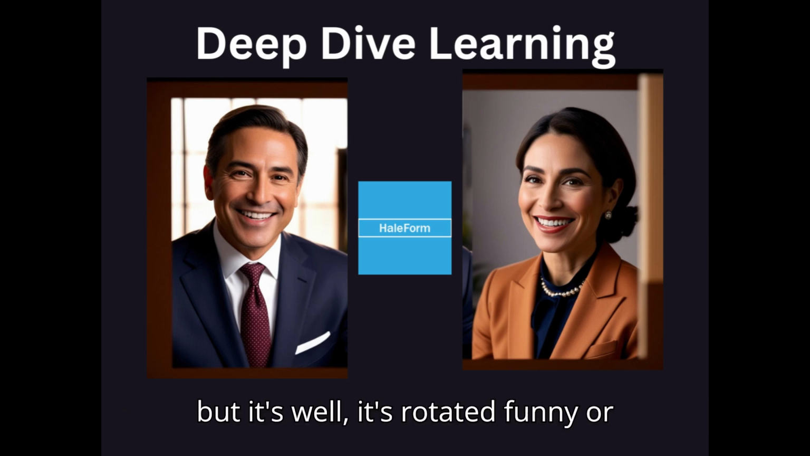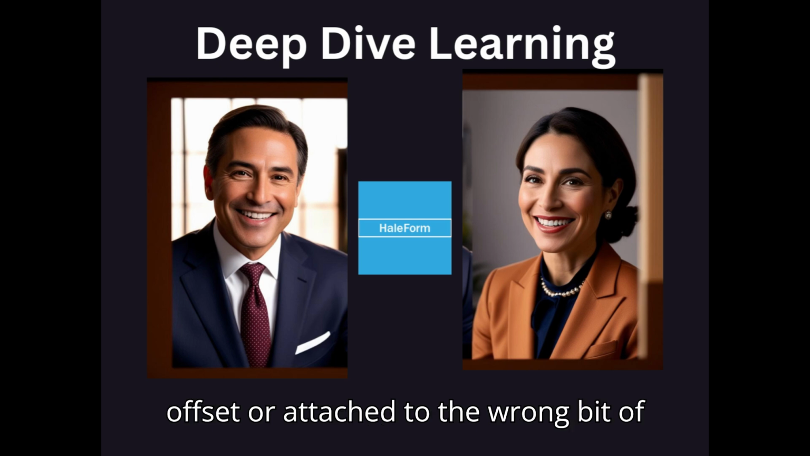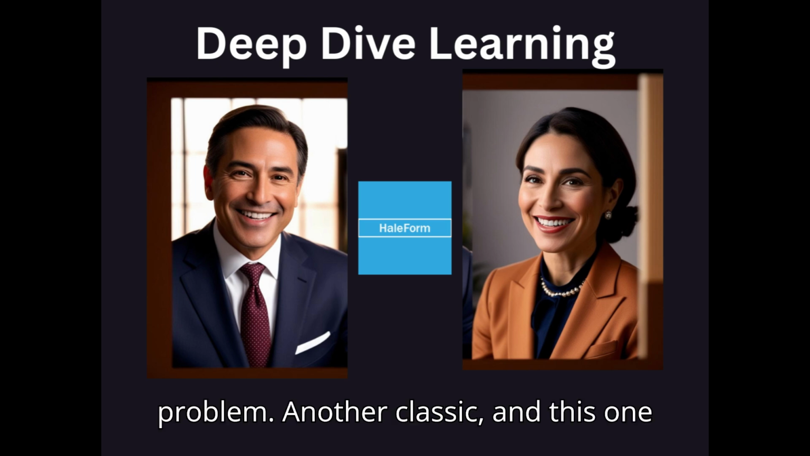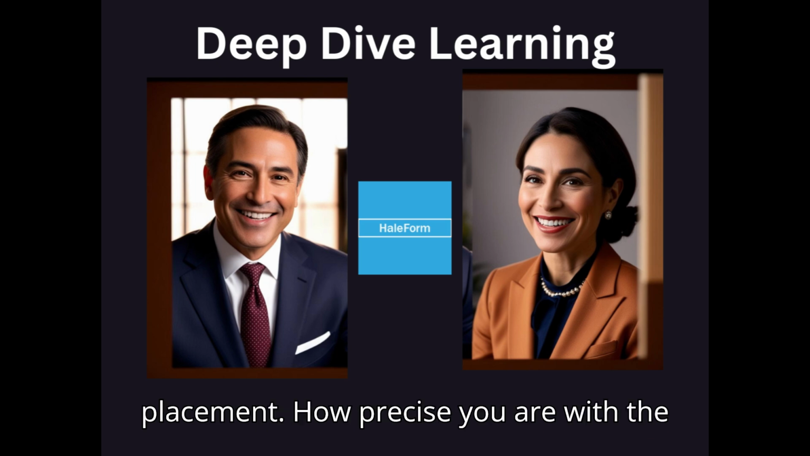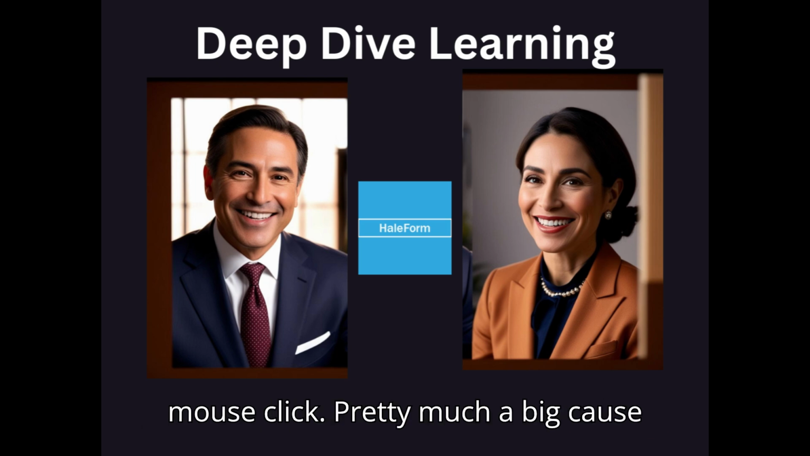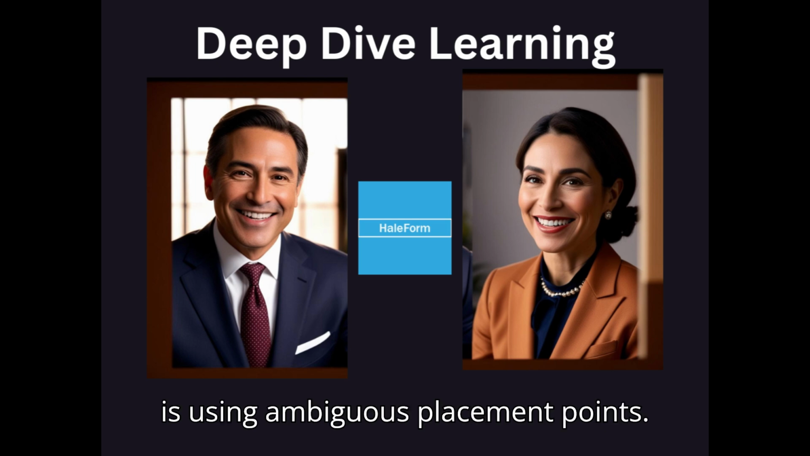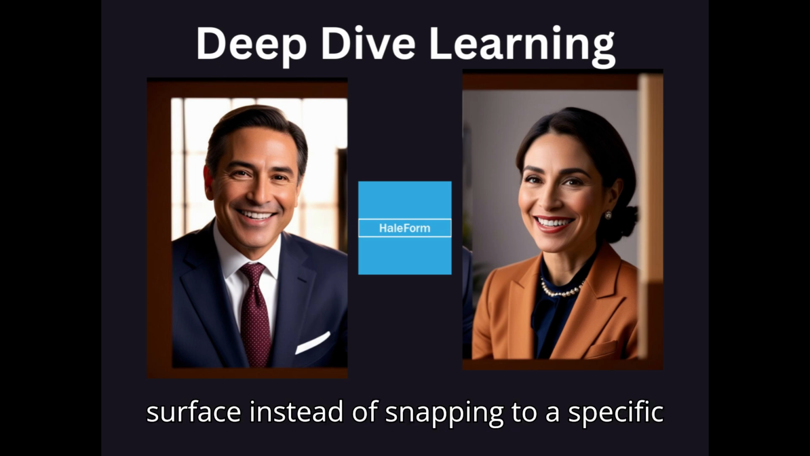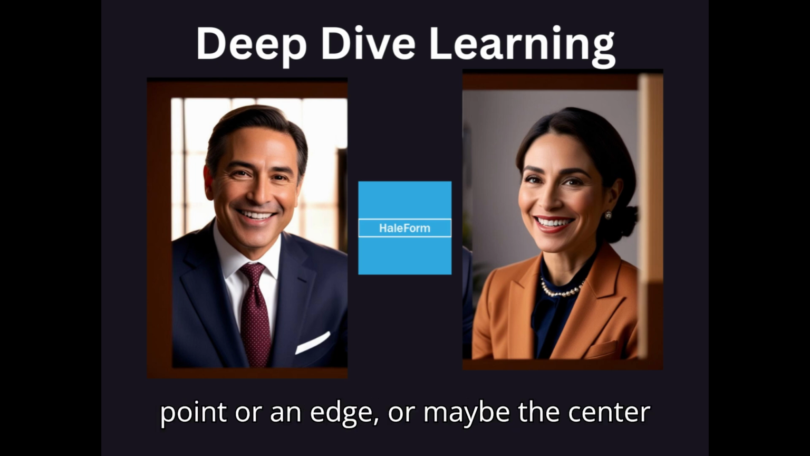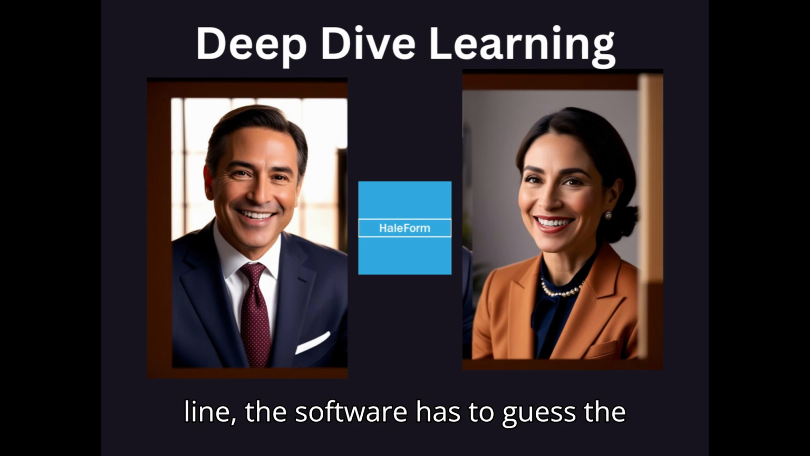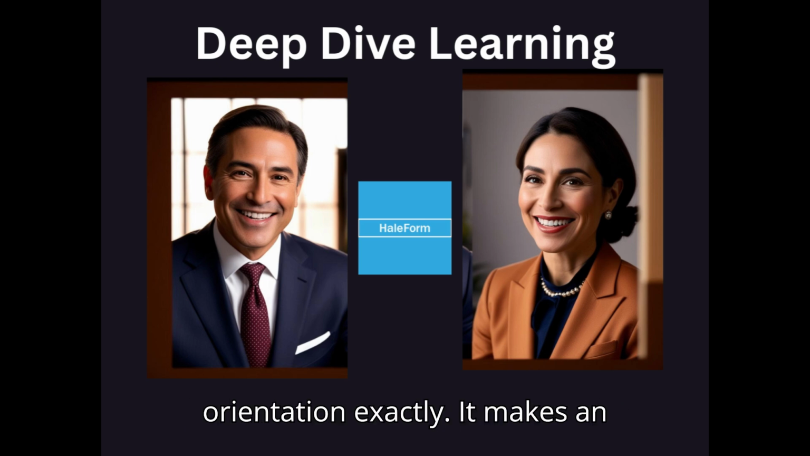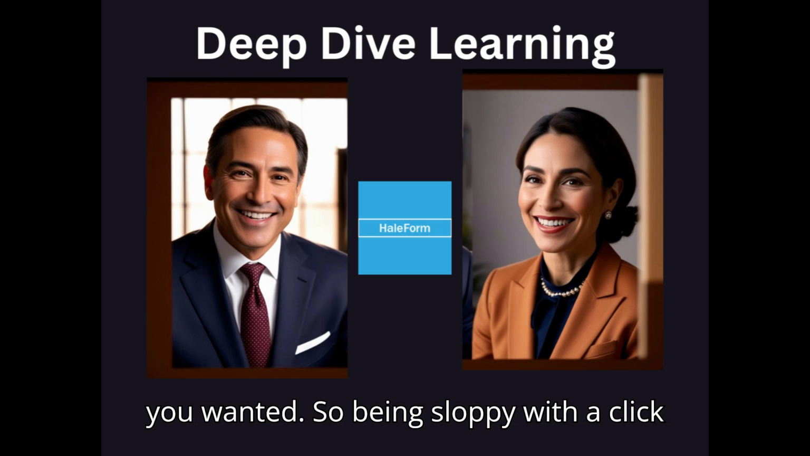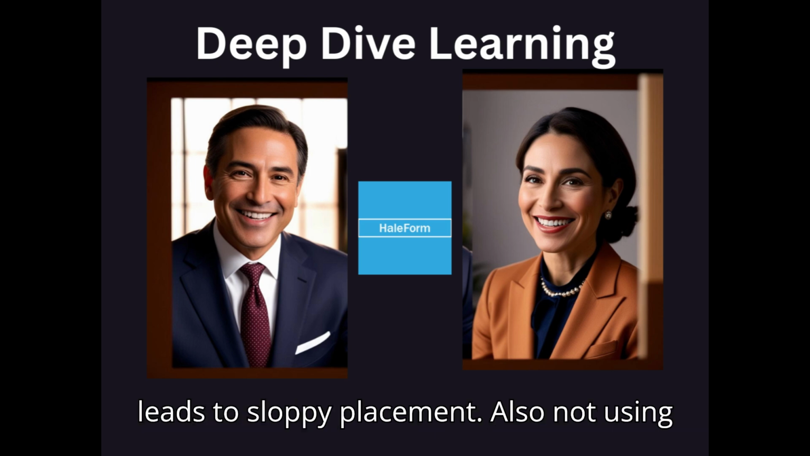What about when it does show up, but it's rotated funny or offset or attached to the wrong bit of steel? The wonky support problem, another classic. And this one often comes down to precision during placement. How precise you are with the mouse click. Pretty much. A big cause is using ambiguous placement points. If you just click vaguely on a big steel surface instead of snapping to a specific point or an edge or maybe the center line, the software has to guess the orientation. Exactly. It makes an assumption, and it might not be the one you wanted. So being sloppy with the click leads to sloppy placement.